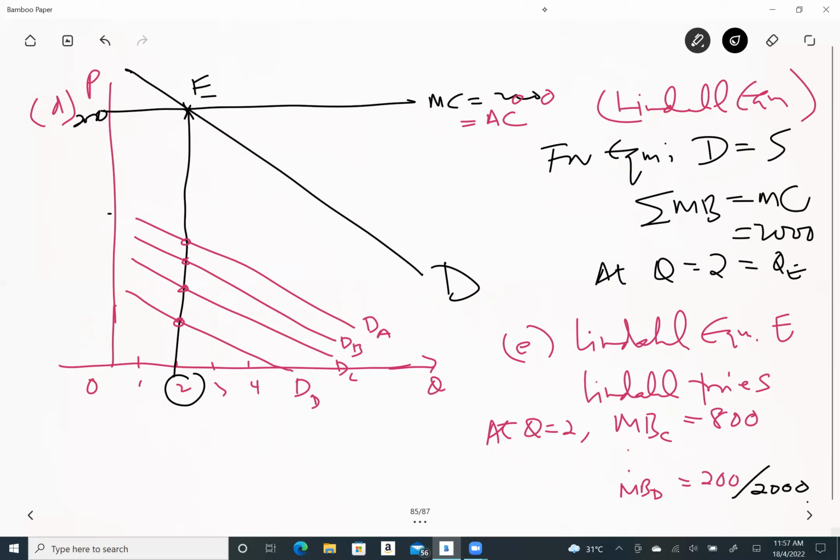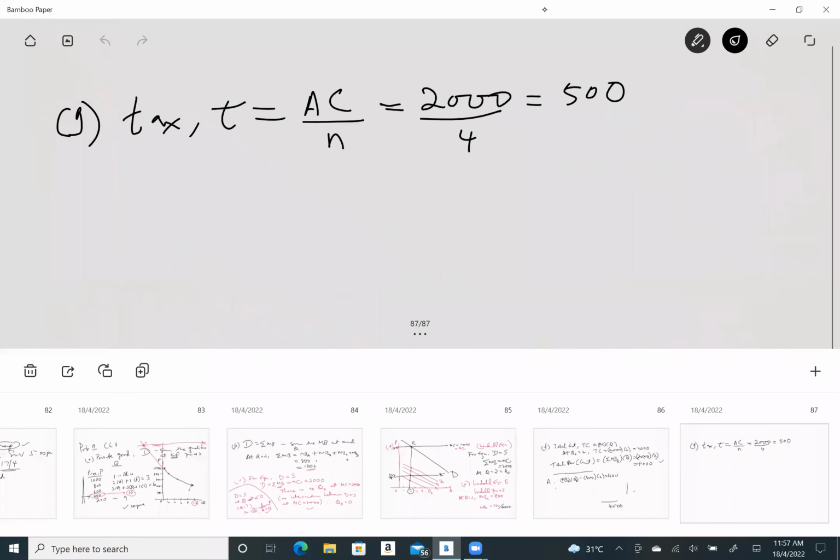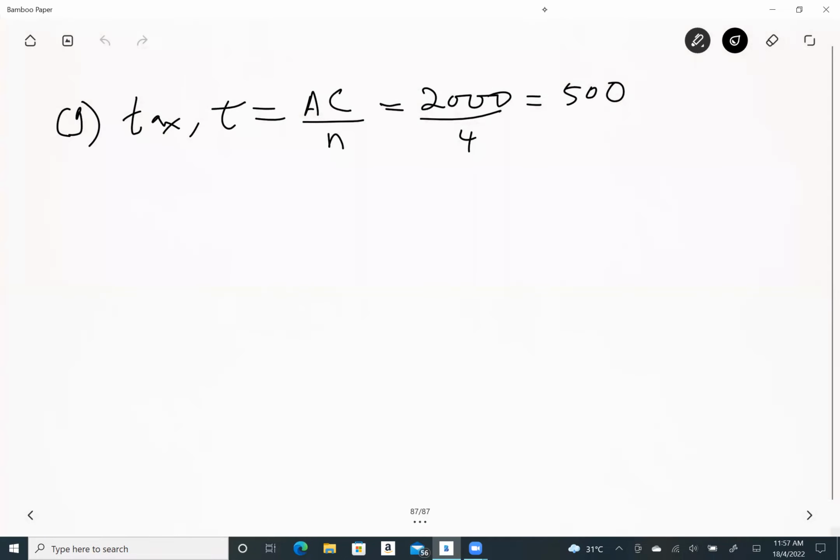So you calculate the tax again. Everyone pays 500. It is easier in this case because everybody pays the same amount. So I extended that so that we can do it whether it is the Lindahl model or the tax. Now, any question?